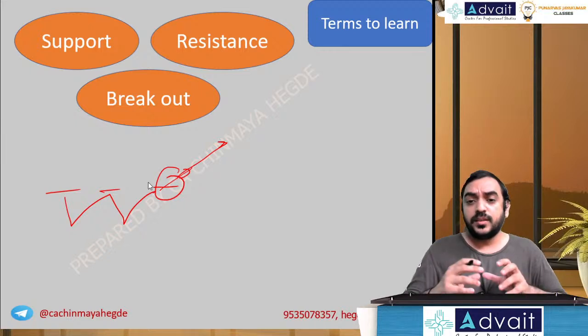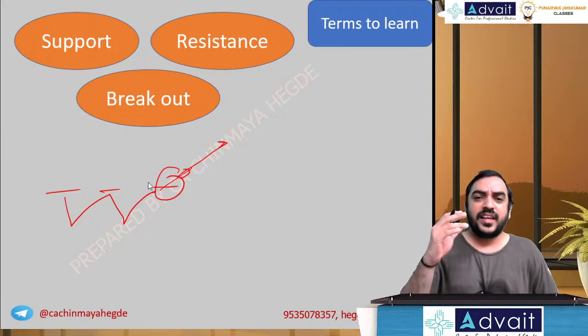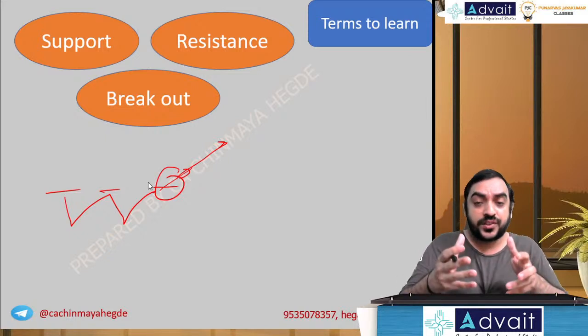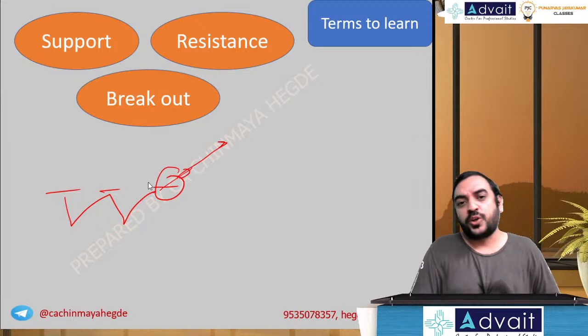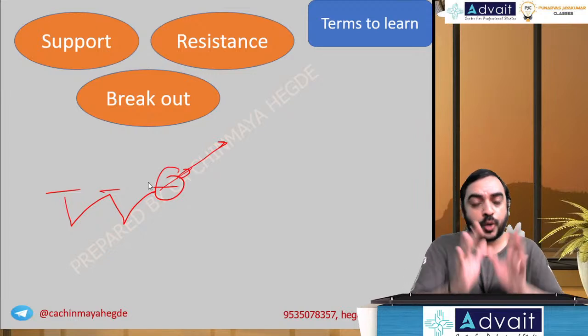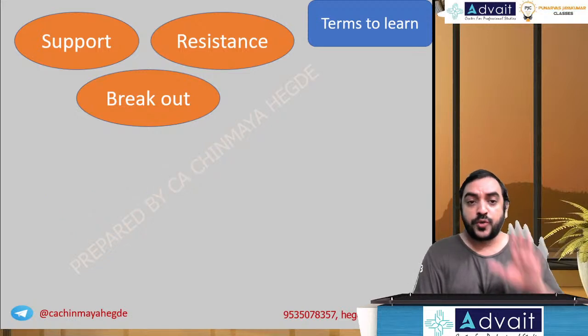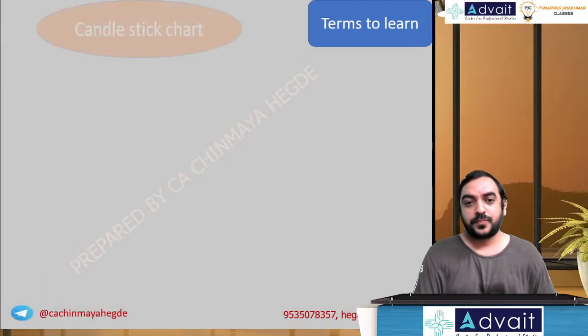More terms you have to understand, like long, short, then stop loss, target. I don't want to confuse you with too many topics today itself. So this is the terminology you have to understand with respect to support, resistance and breakouts.